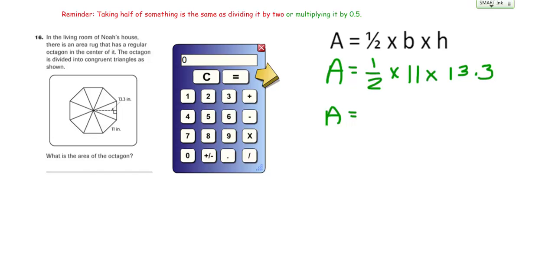This is question number 16. It reads, in the living room of Noah's house there is an area rug that has a regular octagon in the center of it. The octagon is divided into congruent triangles as shown. What is the area of the octagon?